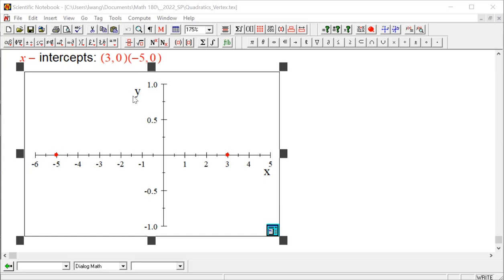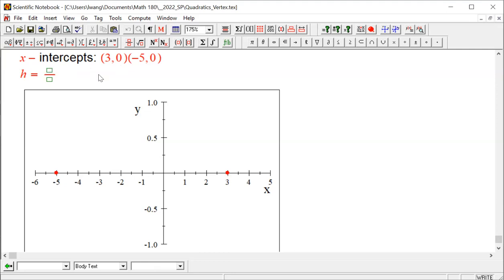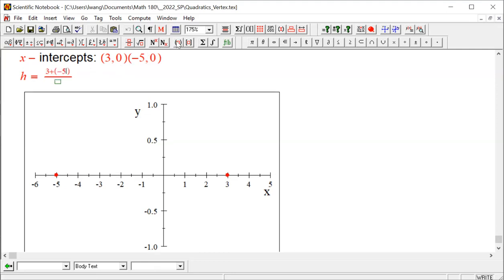So there's a line of symmetry. Our h is equal to half of 3 and -5. So 3 plus -5, just like the previous example, divided by 2. So that's the middle point. You see 3 plus -5 is -2, and -2 divided by 2 is -1.